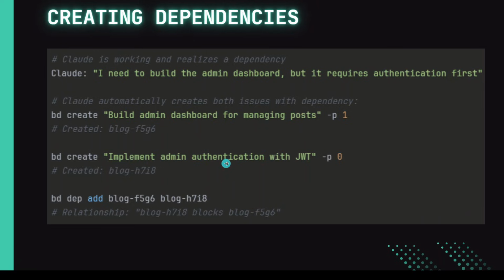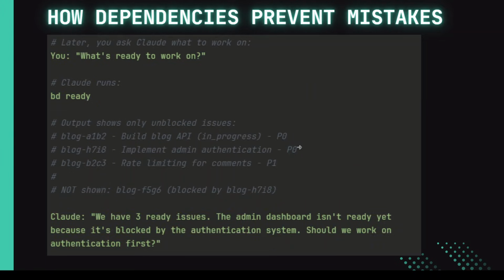So there are different dependencies in your code. You don't want Claude or any AI agent to start working in parallel or build something which is dependent on another feature. So this is another beauty of it. The dependency system really ensures Claude only sees work that's actually ready to start. Blocked items stay hidden until their dependencies are resolved.